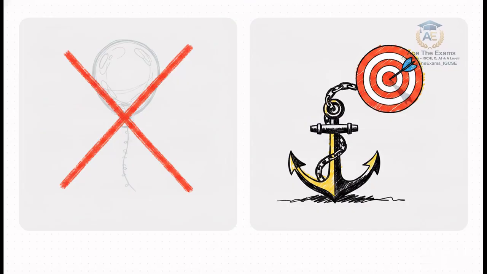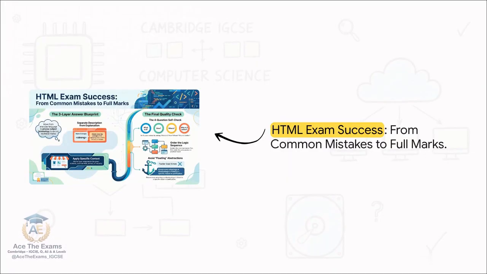Which brings us to a really dangerous trap, the floating abstraction. If an exam asks for a network advantage and you just write faster load times, well, that's a floating abstraction. I mean, faster for who? Compared to what? Instead, write something like faster load times for the school's intranet when students download large video files. Every single advantage has to be explicitly linked back to the scenario. No exceptions.